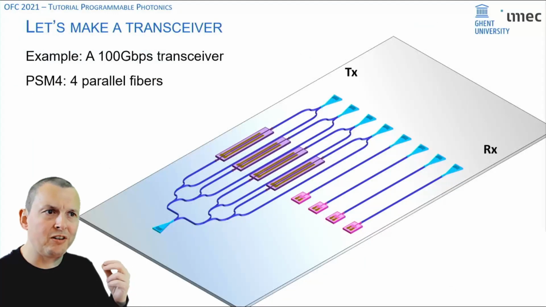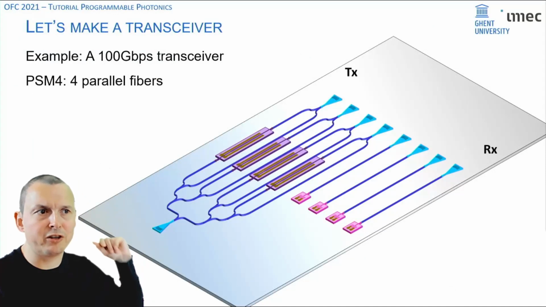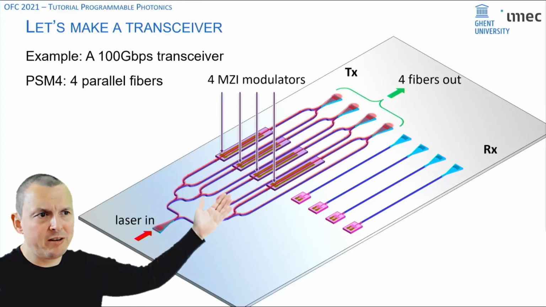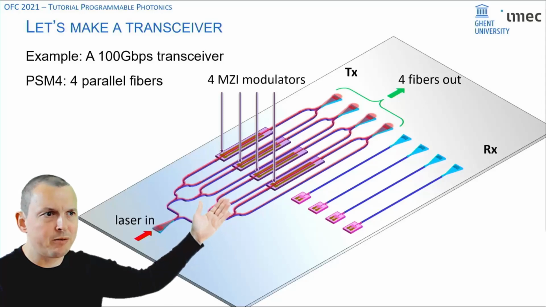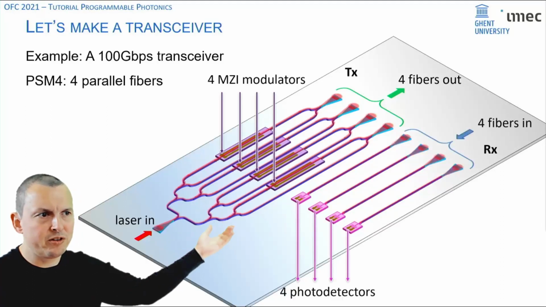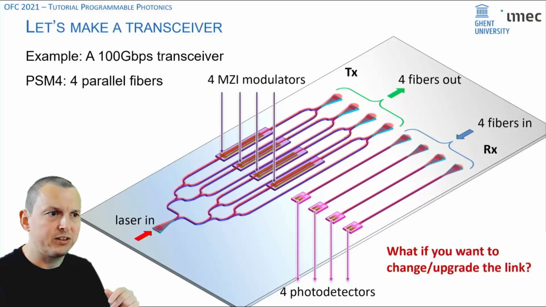Okay, let's do so. Let's build a photonic transceiver using the protocol called parallel single mode fiber. We come in with a laser, we modulate 4 independent signals, each at 25 gigabit per second or 50 gigabit per second, and then we send that out to 4 independent fibers. And likewise, the return signals come in through 4 fibers and connect to 4 photodetectors.